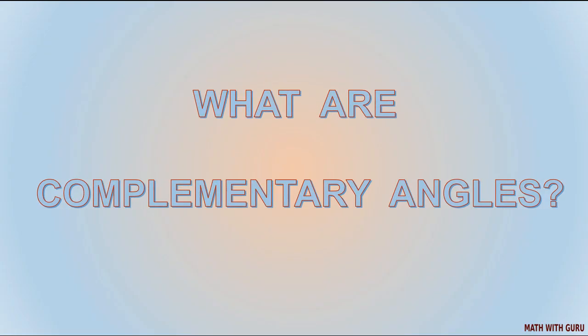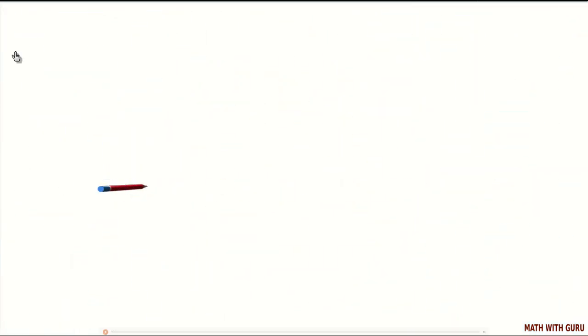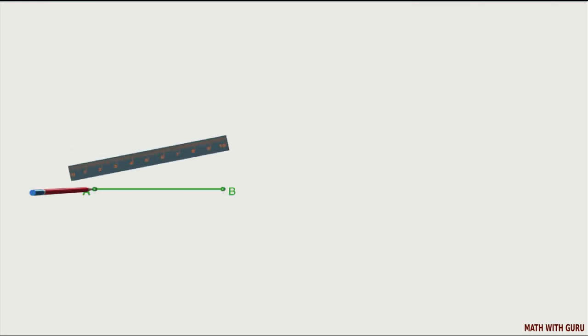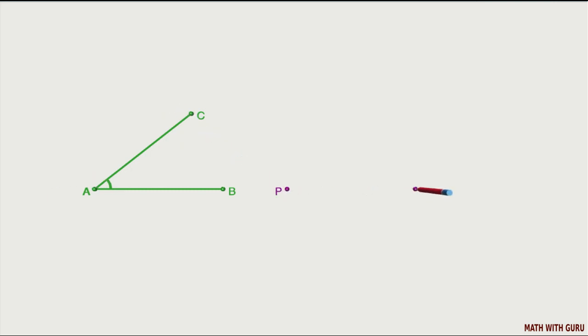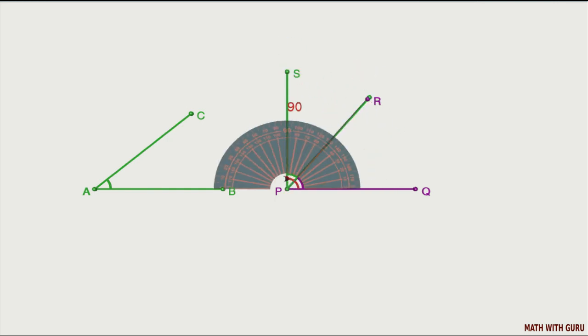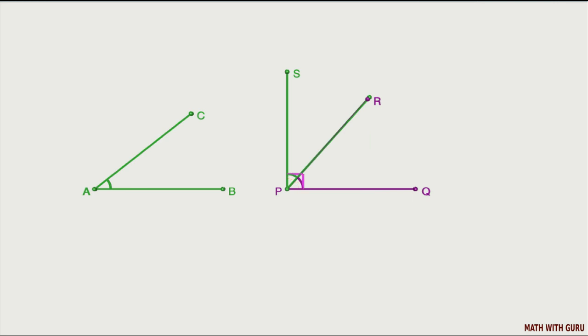Now, what are complementary angles? Look at the figure. I am drawing two angles here. Angle BAC and then angle QPR. Now I am going to shift and rotate angle BAC on angle QPR such that AB coincides with PR. Measure angle SPQ. It is equal to 90 degrees.